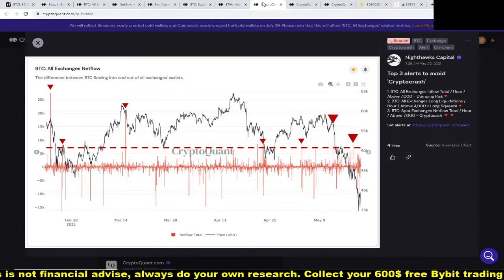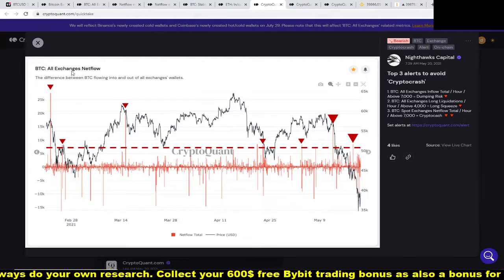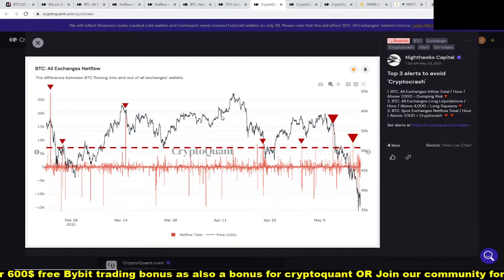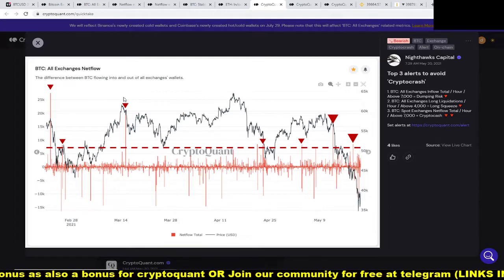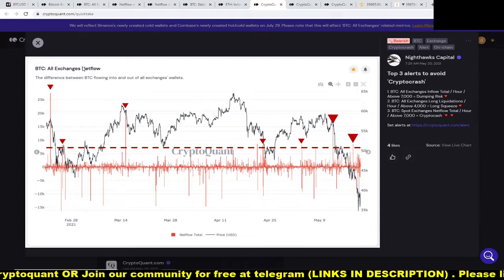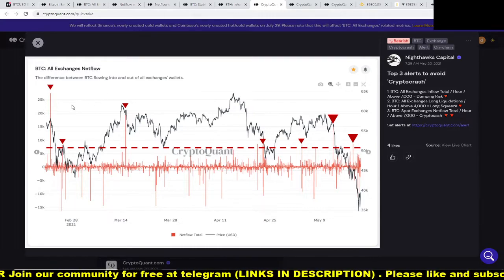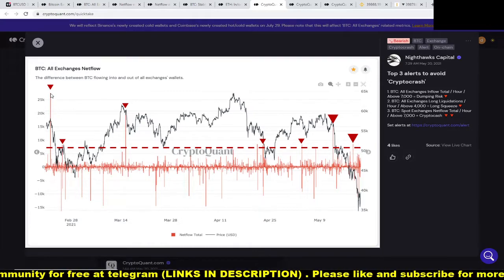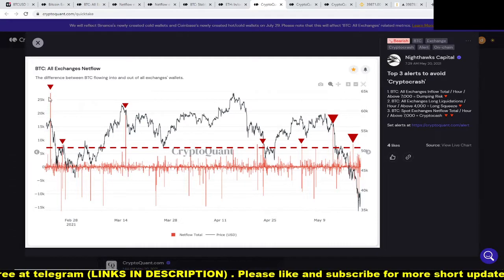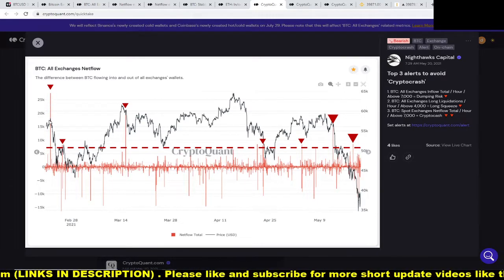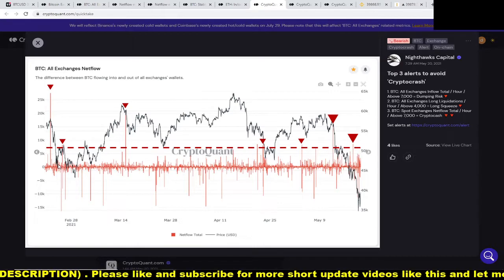Then what literally changed the way of trading for me is alerts. You can set Cryptoquant to get alerts on certain indicators. And the best three I'm going to show you right here. This is foremost all exchanges net flow. You see, whenever we had a spike out of the exchanges, you know that the price is going to dump.